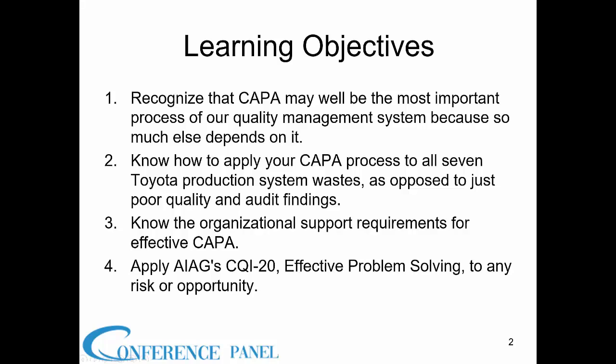Okay, learning objectives. CAPA may well be the most important process of our quality management system because so much else depends on it, and we'll see that there's a lot of customer and supplier processes that depend on CAPA. CAPA is applicable to all 7 Toyota production system wastes as opposed to just poor quality and audit findings. We can do a lot more with it than just address quality issues, and we'll see how that works later.